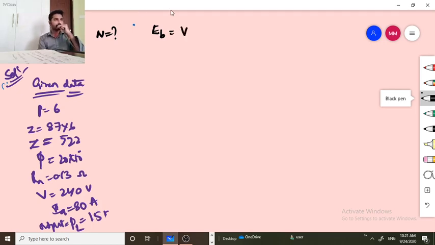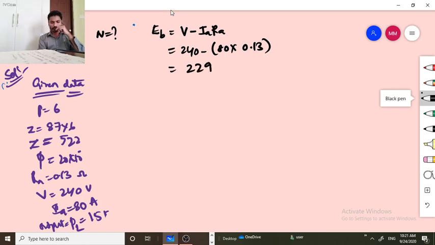So Eb is equal to V minus Ia Ra. Here Ia is given, V is given, so 80 into the Ra value, 0.13. So what is the Eb value here? The Eb value is 229.6. So we got the Eb value.